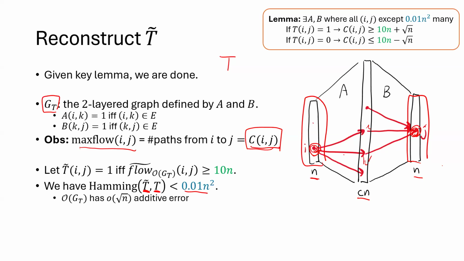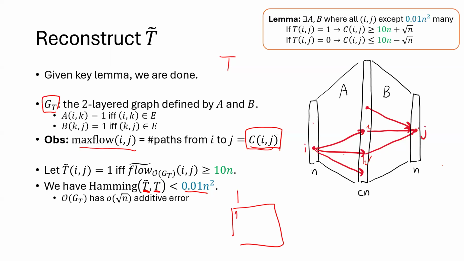So why is that? Well, let's say that this is T, and let's say that the first entry here is 1. Now, what do we know about this guy? We know from the premise here that Cij is going to be more than 10n plus root n. So the number of paths from this guy to this guy is more than 10n, and even plus root n. But my oracle has some additive approximation, less than root n approximation.